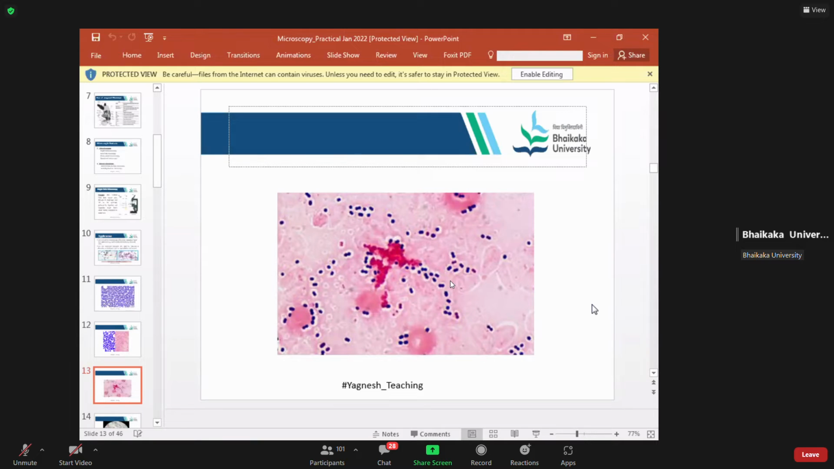Now there are other cells also seen. These other cells are WBCs. So along with few WBCs seen. You can write the report like this: plenty of gram-positive cocci arranged in pairs, capsulated, along with few WBCs or few pus cells are seen. So you can write a report like this when you see this slide under the microscope. Let us move to another slide.